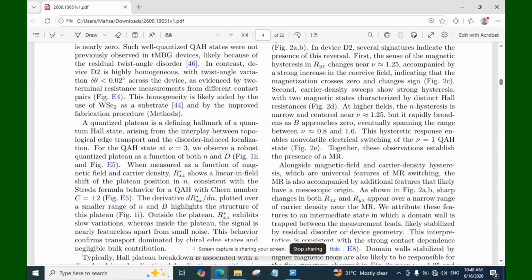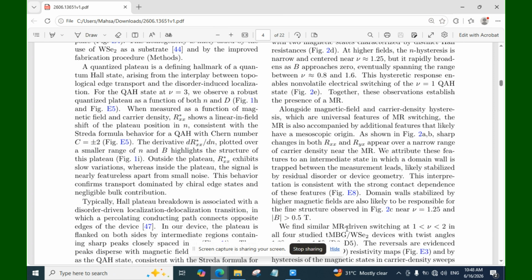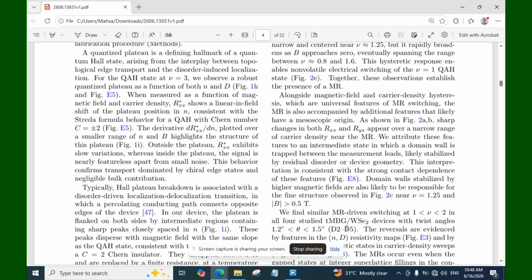When measured as a function of magnetic field and carrier density, Rxy* shows a linear-in-field shift of the plateau position in n, consistent with the Streda formula behavior for a quantized anomalous Hall state, where the Chern number is equal to plus or minus the derivative of Rxy* with respect to n. Rxx* plotted over a smaller range of n and B highlights the structure of this plateau. Outside the plateau, Rxx* exhibits slow variations, whereas inside the plateau the signal is nearly featureless apart from small noise. This behavior confirms transport dominated by chiral edge states and negligible bulk contribution.